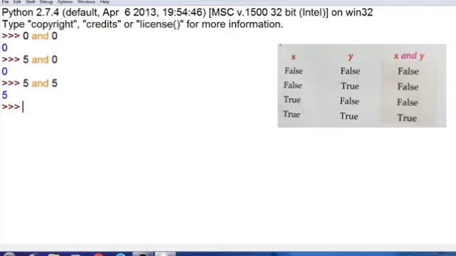So if you write 8 and 0, it will give you the answer as 0, means false is returned. True and false, false is returned. Both need to be true. You have to write like this, 8 and 8. 8 means true, so true and true makes true.